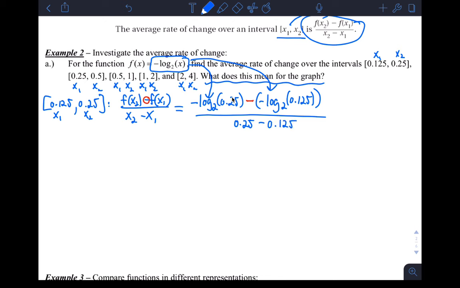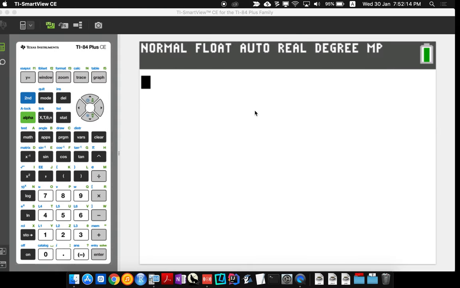Remember, the way this works, x1 must always be smaller than x2. It's the way that we learned this. This way we talked about increasing and decreasing earlier. So let's see if we can get this on the calculator this time. So you want to just enter this whole thing into your calculator. Okay, so I'm going to go do that with you.